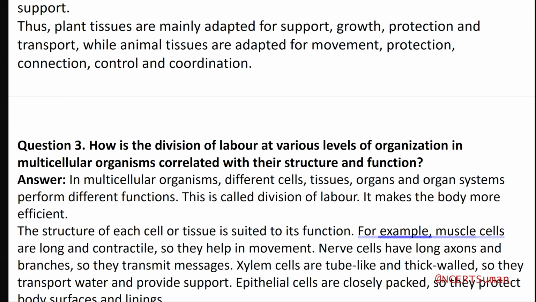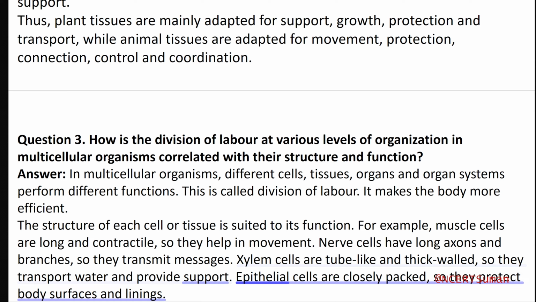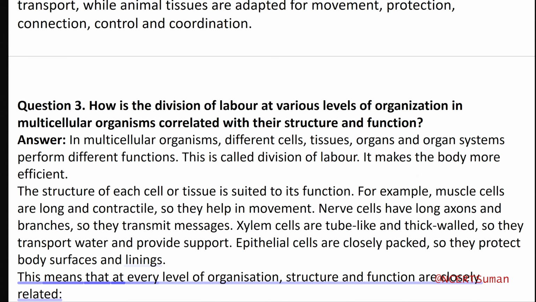For example, muscle cells are long and contractile, so they help in movement. Nerve cells have long axons and branches, so they transmit messages. Xylem cells are tube-like and thick-walled, so they transport water and provide support. Epithelial cells are closely packed, so they protect body surfaces and linings. This means that at every level of organization, structure and function are closely related.